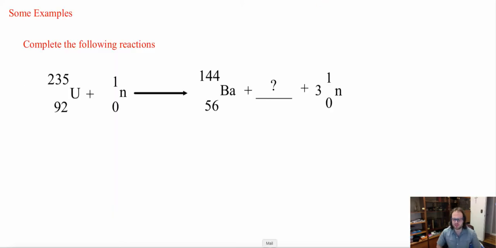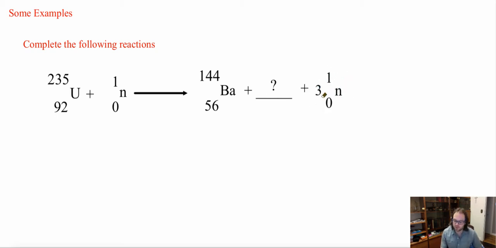So let's look at this example here. It wants us to complete the following reaction. But before we get to that, let's try and figure out what kind of reaction it is. I look at this, I have uranium-235 interacts with a neutron. When it interacts with the neutron, we end up getting barium-144 and some unknown element, and we get 3 more neutrons.